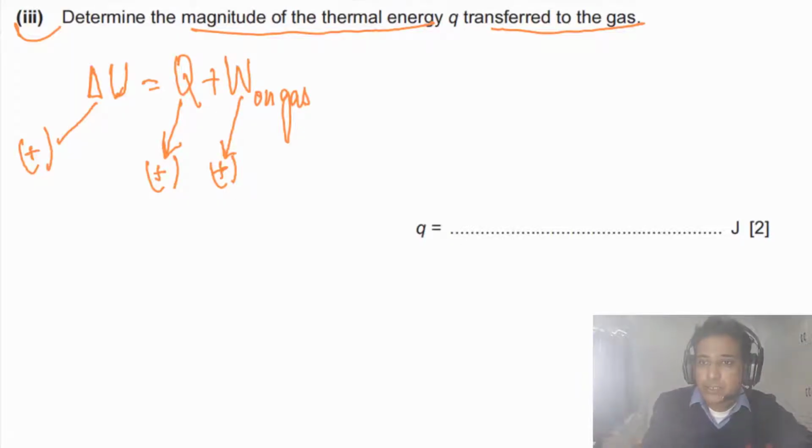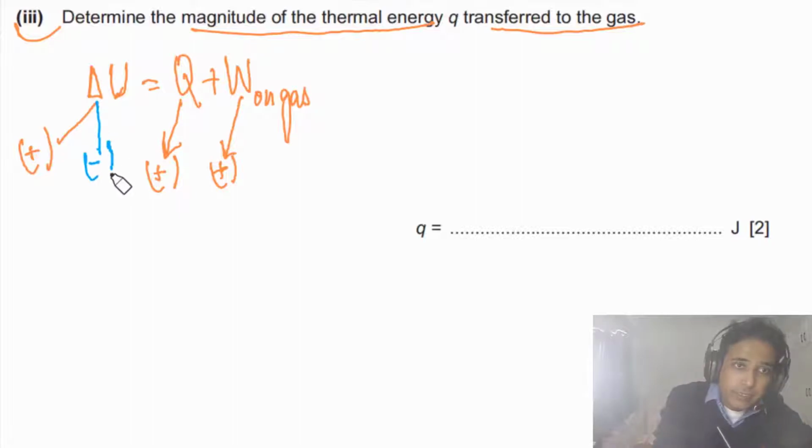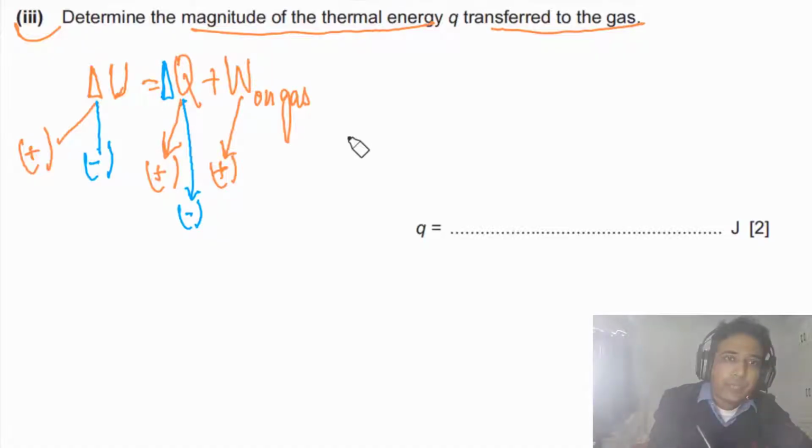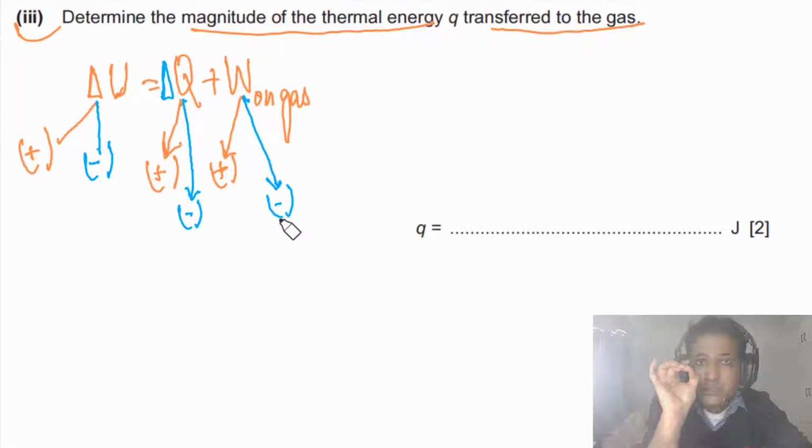Now let's also understand when this change will be negative. The change in internal energy will be negative if thermal energy is released, meaning Q is negative, meaning the thermal energy is taken away from the system. So delta U will be negative. And if work done on gas is also negative, it means 100% the change in internal energy will be negative. But if Q is positive and W is negative, you need to check which one is bigger. The change in internal energy will be according to that one.